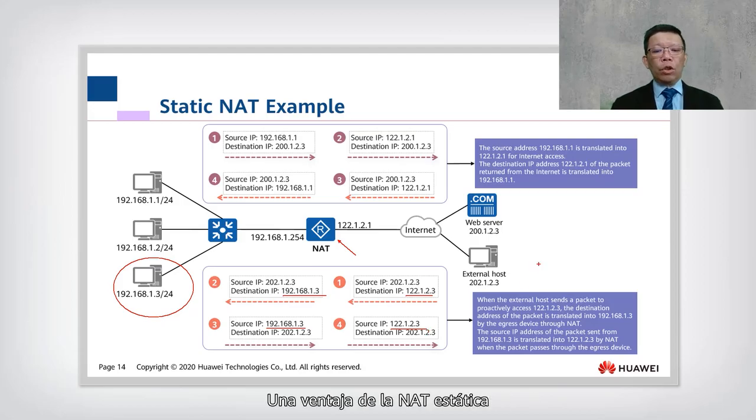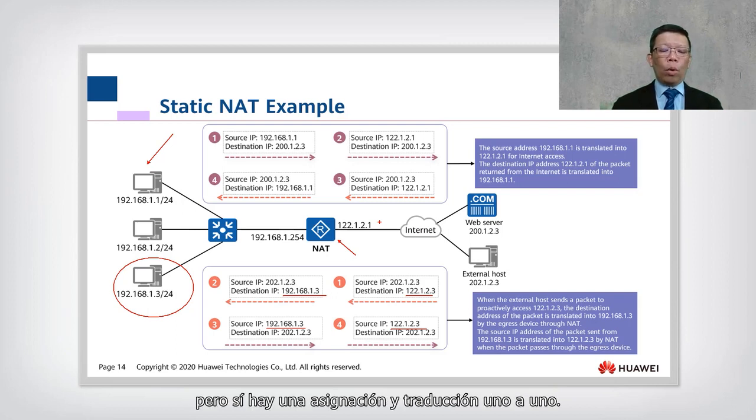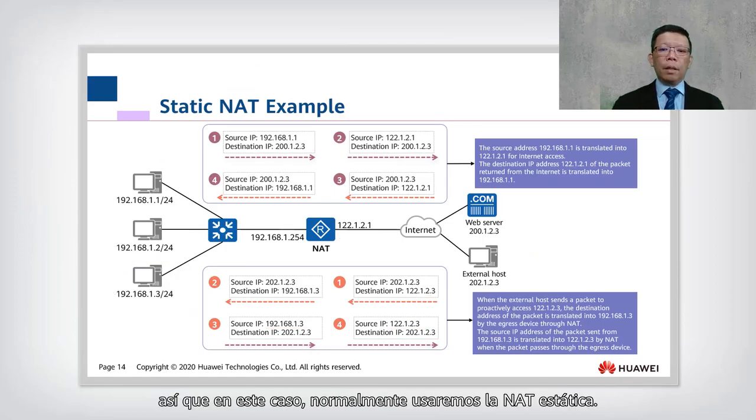Now the advantage of static NAT is that for every single IP address internally, you will map to an external IP address. So you are not saving IP addresses, but you are mapping and translating one to one. It is good if, let's say, in the network you have some resources that you want to allow external hosts to come to. For example, here 192.168.1.3 is an internal resource, but you do allow external hosts to access your internal network. So typically in this case, we will use static NAT.